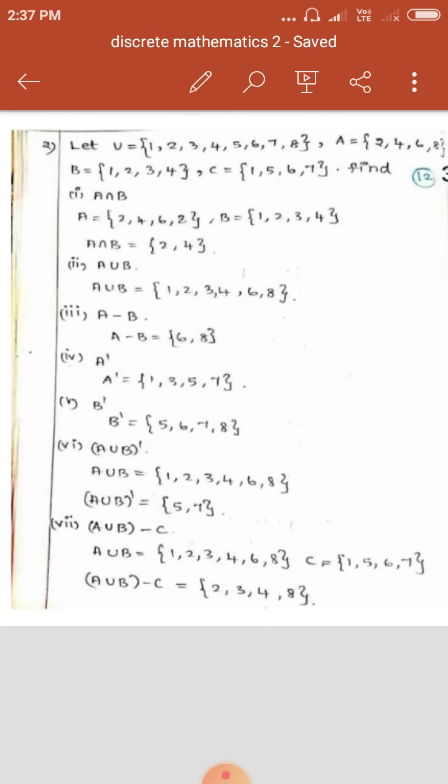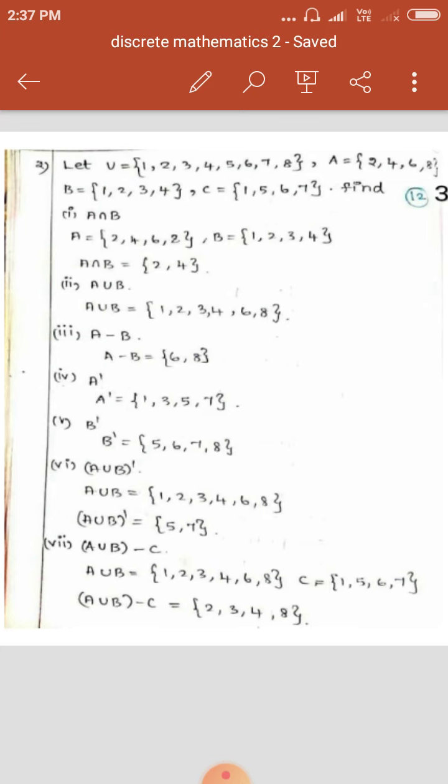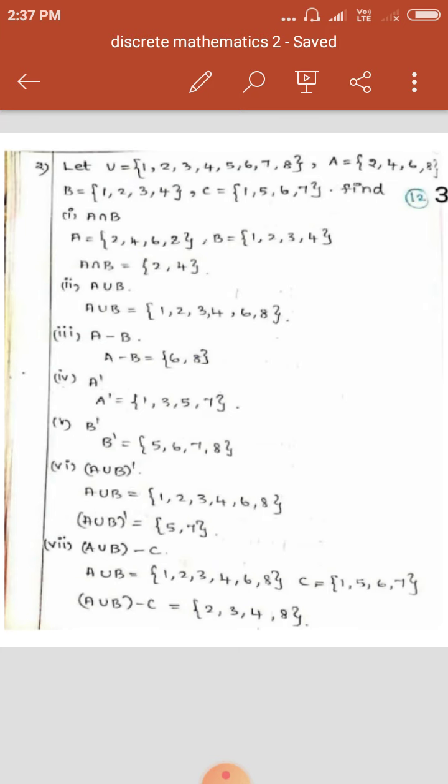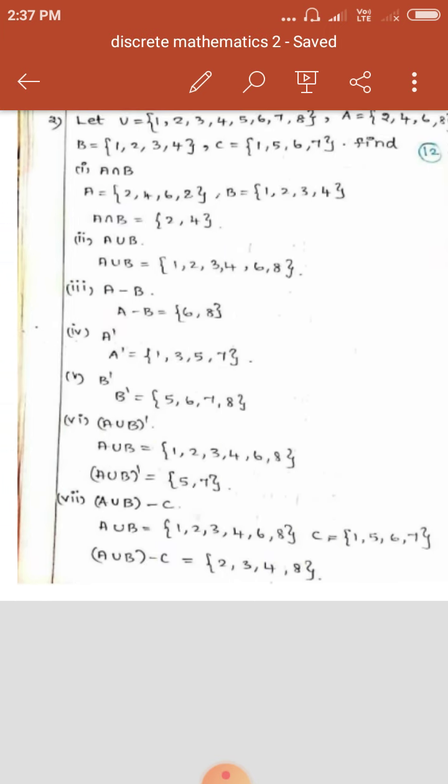Similarly, B complement is nothing but compare the universal set and B and cancel the terms of B: 1, 2, 3, 4. What are the remaining terms? 5, 6, 7, 8. That is B dash.